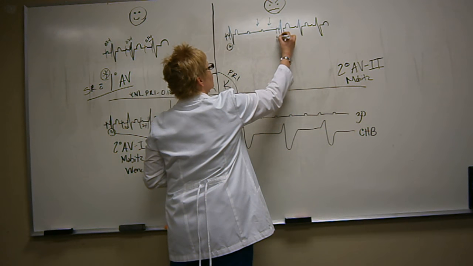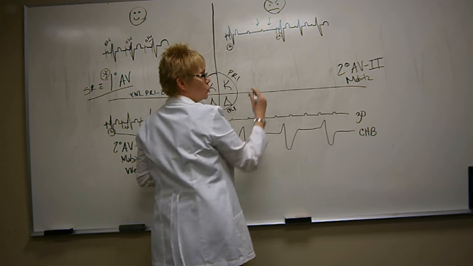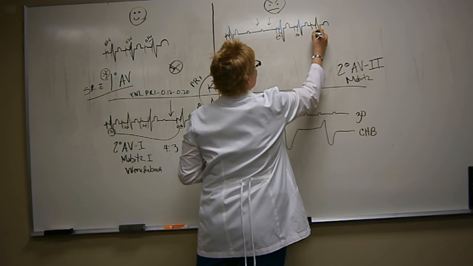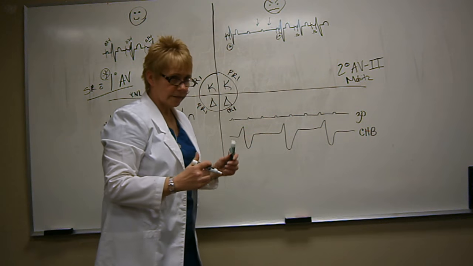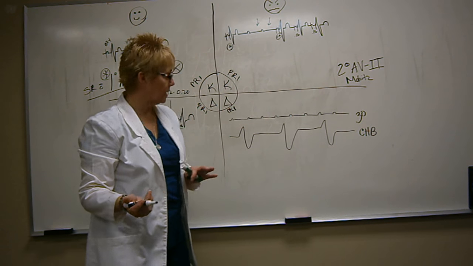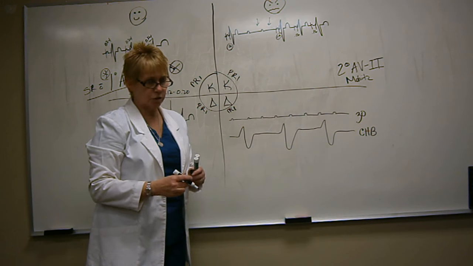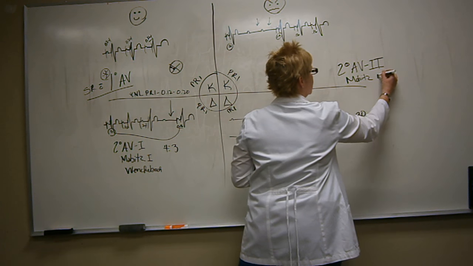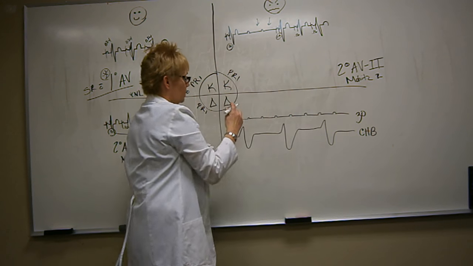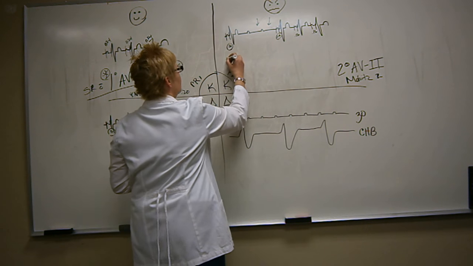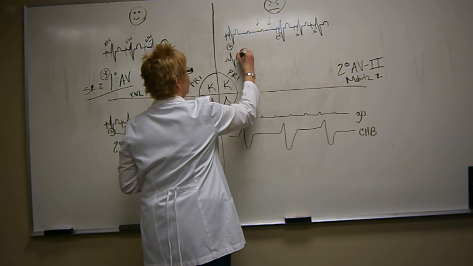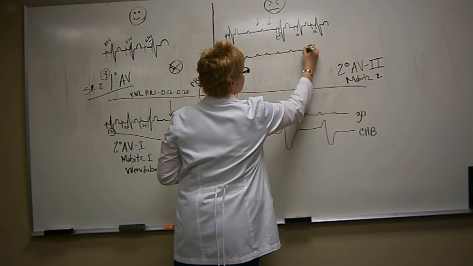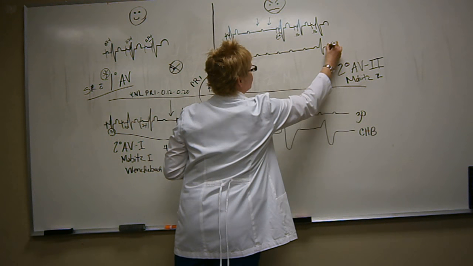So the problem with this rhythm is where the block is occurring. So this PR interval, 0.16, 0.16. So why is this a bad rhythm? Oh, you only dropped 2 beats, you said. But if you've ever seen a patient who's critically ill with a second degree type 2, and I forgot to write Mobitz 2 here, a second degree type 2 can actually look like this. And I'm going to be showing you some strips in class where you see this.